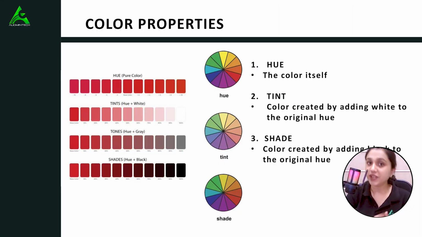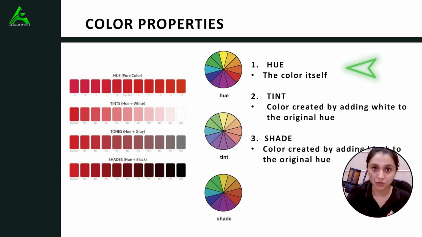Now, the next very important thing that we are going to discuss is called color properties. The color that we see in nature is called a hue. Before I begin and explain what you see on the slide, I also want to explain to you why we are talking about this.